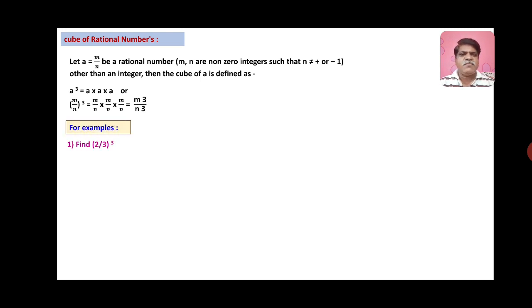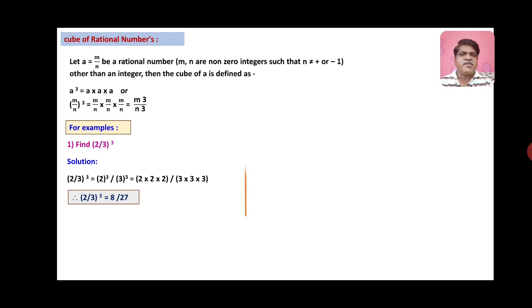Let us see problems. Find 2 upon 3 raised to cube. So here you can write that 2 upon 3 raised to cube is equal to 2 cube upon 3 cube. 2 cube is 2 into 2 into 2 and 3 cube is 3 into 3 into 3. Therefore, 2 upon 3 raised to cube is equal to 8 upon 27. So friends, let us take one more example. Find minus 6 upon 11 raised to 3.